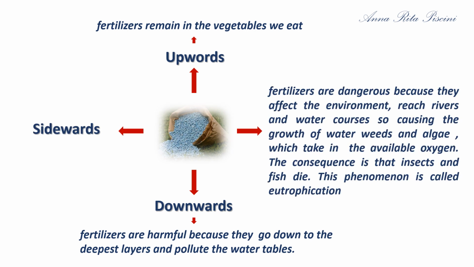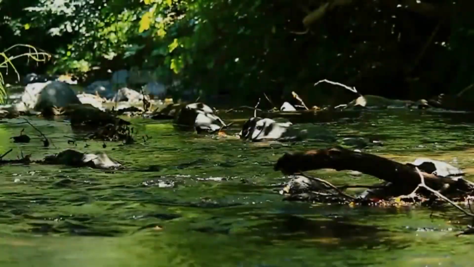Sidewards, fertilizers are dangerous because they affect the environment, enriching rivers and watercourses, so causing the growth of water weeds and algae, which take in the available oxygen. The consequence is that insects and fish die. This phenomenon is called eutrophication.